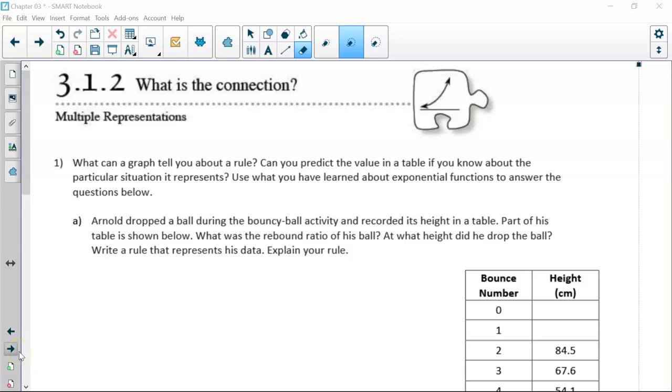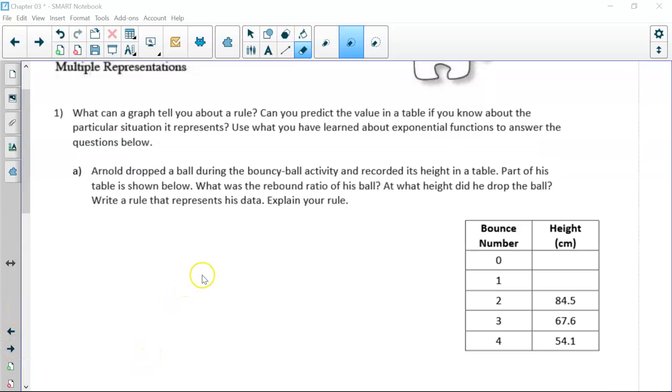Welcome back. We're in section 312. We're going to be talking about the connections, multiple representations. It's really just emphasizing that connection between these exponential functions and the geometric equations we talked about before. So we're talking about the bouncing ball. We've done that before. They're showing part of the table.